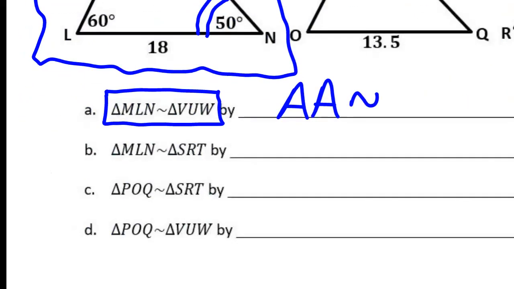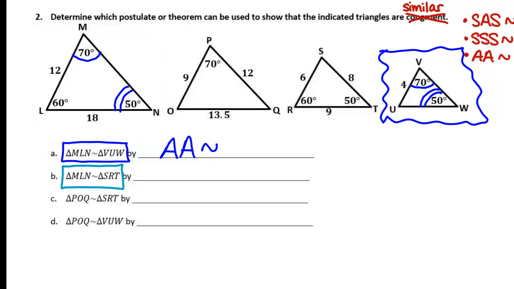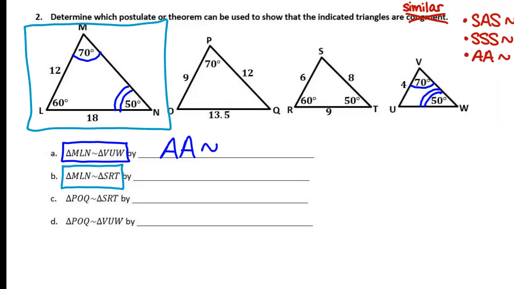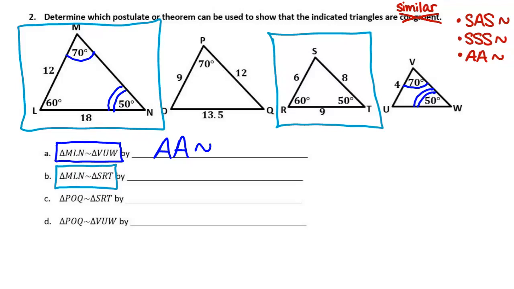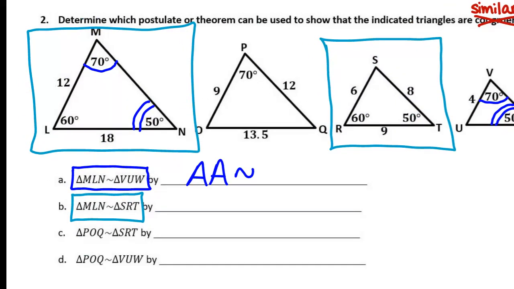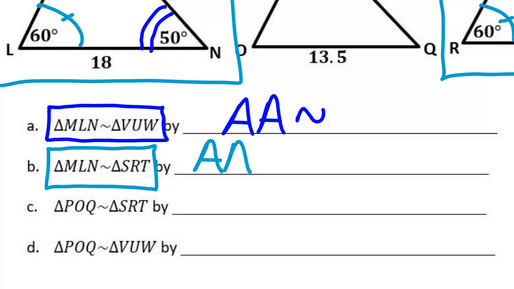All right, let's look at number 2, part B. Let's compare triangle MLN again with triangle SRT. So the third one in line right here. Could I use angle, angle again? Yes, what are the angles that they have that are shown to be the same? 60 and 50. We have a 60-degree angle on both triangles. And we have a 50-degree angle on both triangles. So I could use angle, angle similarity here.